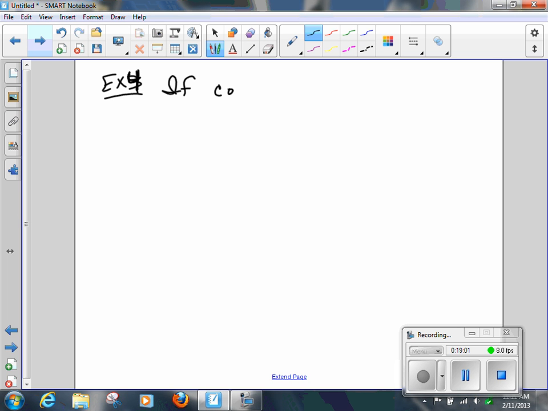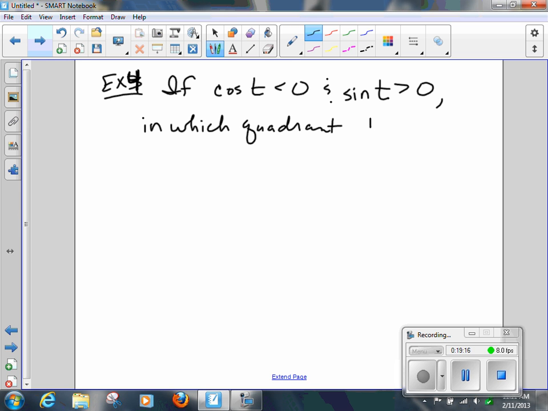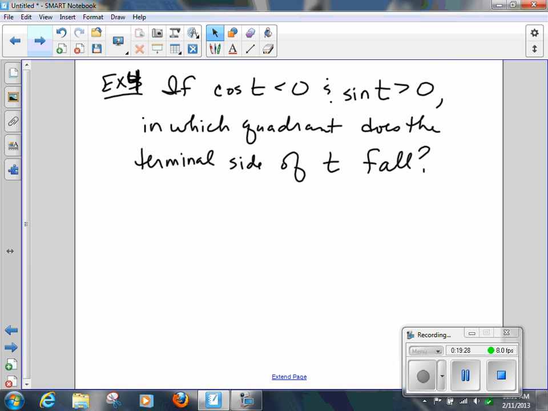If cosine of t is less than 0 and sine of t is greater than 0, in which quadrant does the terminal side of t fall? Look at, bless you, sneezy children, stop it.